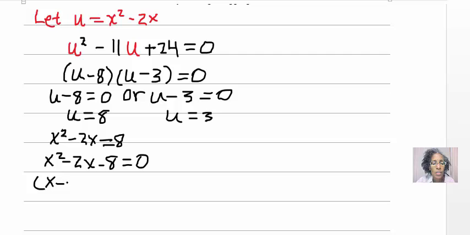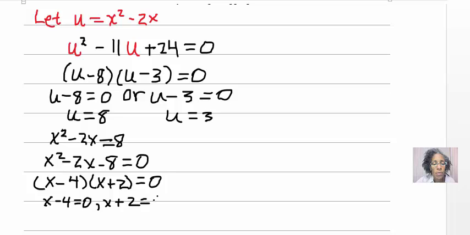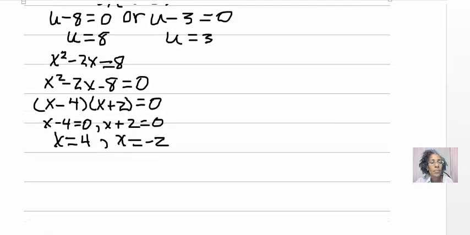This factors into x minus 4 times x plus 2. So either x minus 4 is 0, or x plus 2 is 0. So x is 4. I get 2 solutions from this, and that is x is 4 or x is minus 2. I'm going to move this over a little bit so I have more room.